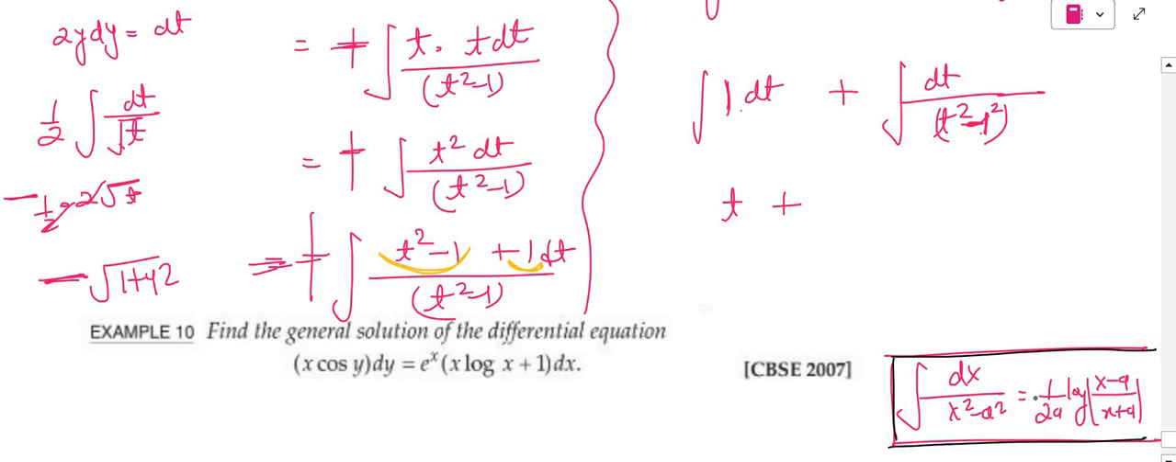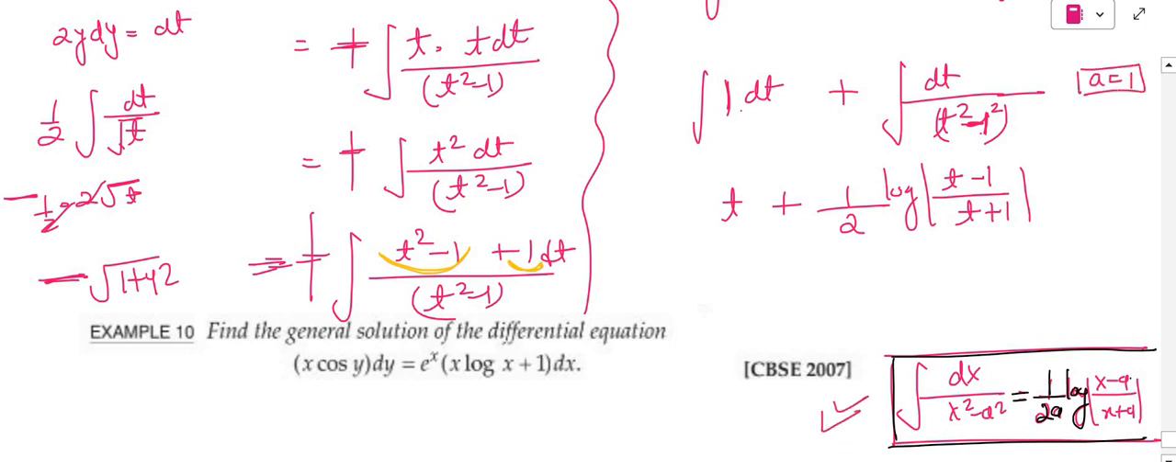x square minus a square is 1 by 2a log of x minus a by x plus a. It is exactly matching. Yes or no? है ना? So here it will be 1 by 2 log of t minus 1 by t plus 1. Why? Because a is 1 here, if I match it with this formula. ठीक है? अब pause करके you solve it on your own and then check it out. And what was t? We are done here.